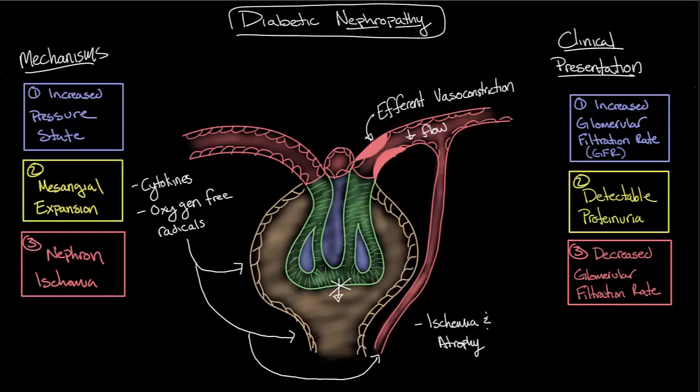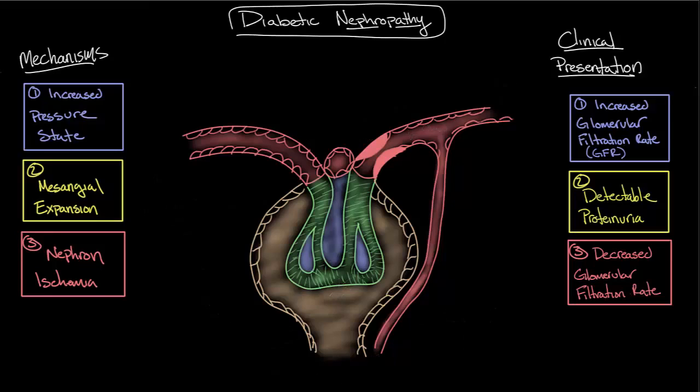And if this decreased filtration rate is present for more than 3 months in a row, then it's known as chronic kidney disease. And as it continues to progress, eventually it will become a permanent decrease, which is then known as end-stage renal disease. Now that we have a better understanding of the mechanisms that cause diabetic nephropathy and how they correlate with the clinical presentation, let's just briefly touch on how diabetic nephropathy is treated.